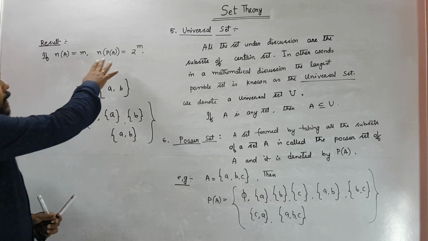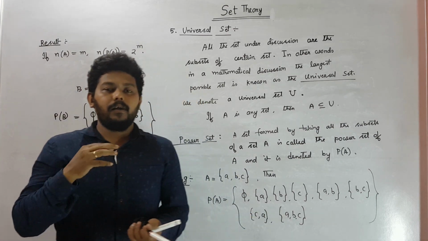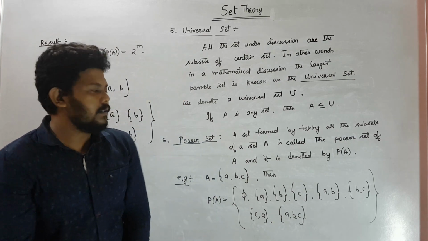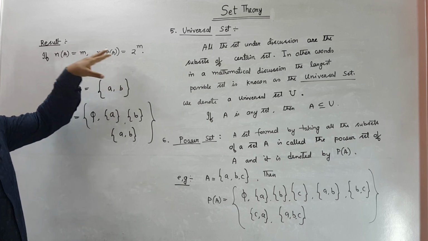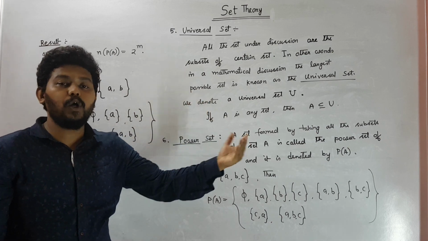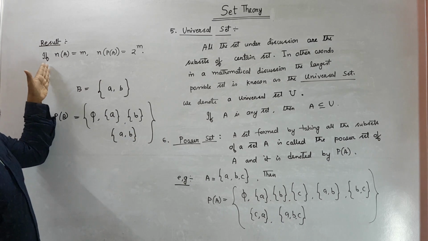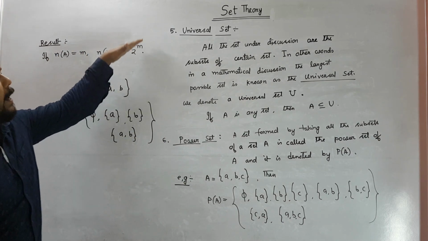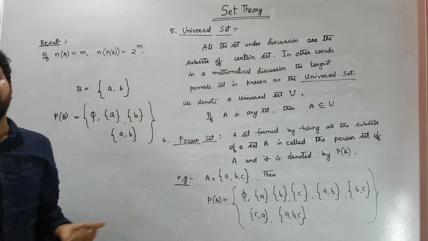So P of A denotes the set of all possible subsets that can be formed from the elements of a set A. So if you write n of P of A, it means the total number of subsets that can be formed with the elements of set A. So if you know n of A is equal to m, then n of P of A will be equal to 2 to the power m. This formula can be verified using the binomial theorem.